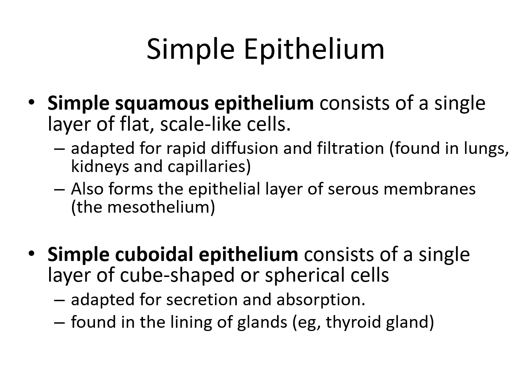Cuboidal epithelium is found in a number of ducts and glands. A really good example of this would be the ducts within the kidney. Within the kidney, we have some areas that are squamous cells where we have rapid exchange. We have other areas where we've got cuboidal cells, and we'll talk about that a lot more in Biology 112.